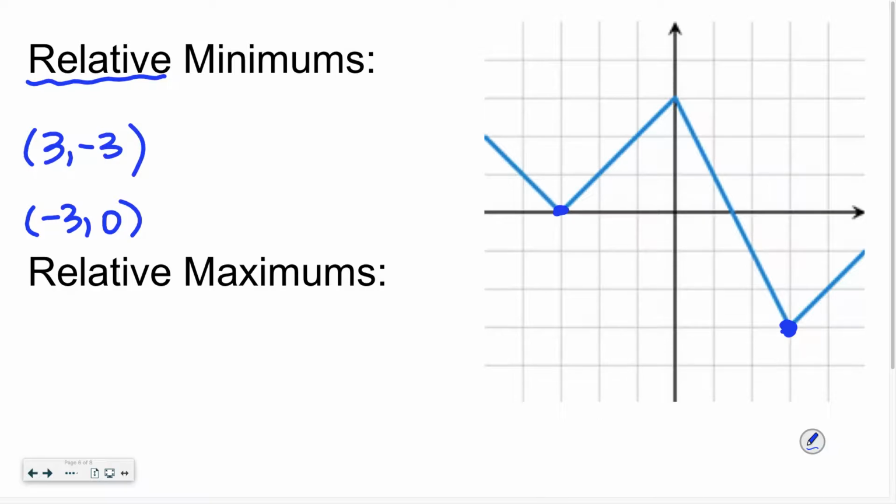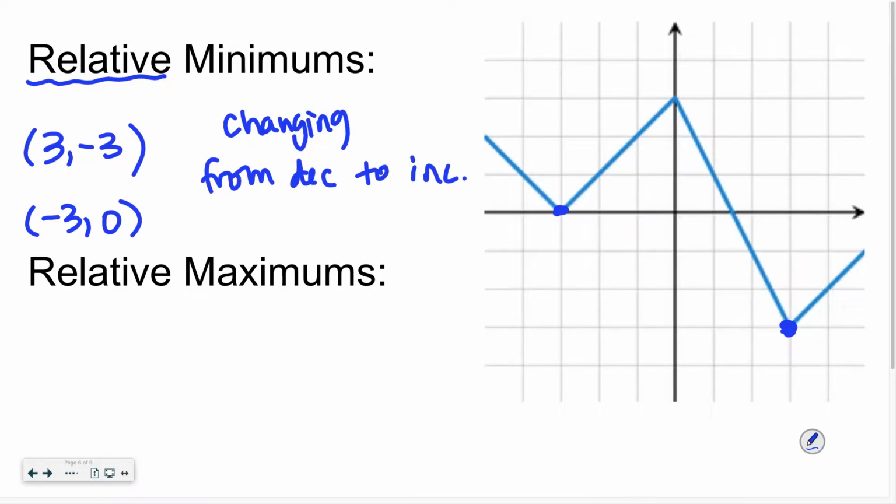We can have multiple relative minimums because the relative means just in that general area. It doesn't have to be the absolute smallest point on the graph. It's just in that relative area. So what's happening is we are changing from decreasing to increasing. That's all that's required for us to have a relative minimum. We're going from decreasing to increasing, we have a low point.